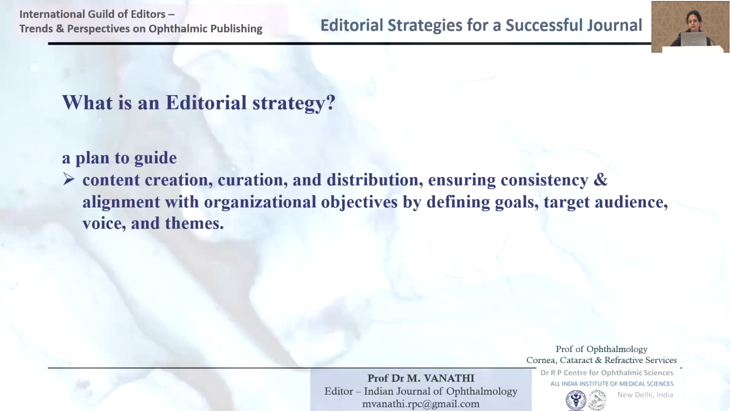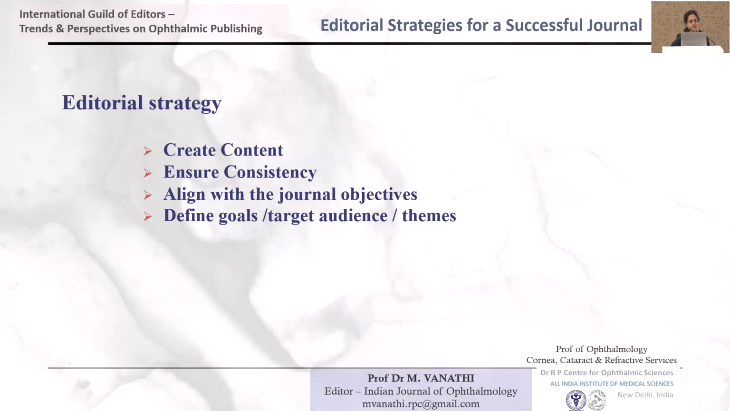The organizational objectives: primarily the journal is affiliated with a parent society such as ours, which is affiliated with the AIOS, or largely now there is a shift in ophthalmic publishing, medical publishing literature, where it is shifting with the publishing firms here. So probably as editors we are confined to aligning ourselves with the organizational objectives to define the goals and the target audiences and the themes for the work we are doing.